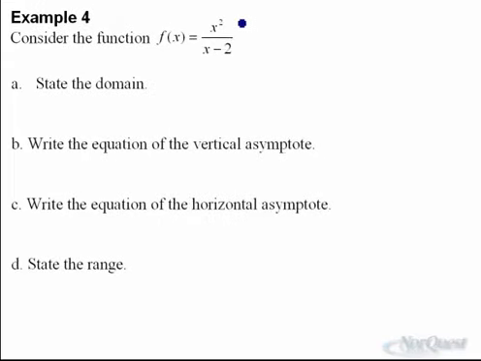In this case, we have x squared over x minus 2. And again, start with the non-permissible value. X minus 2 cannot be 0. X cannot be 2. Therefore, our domain, x such that x cannot be 2. It'll be any other real number.